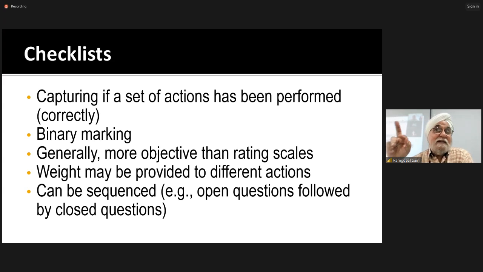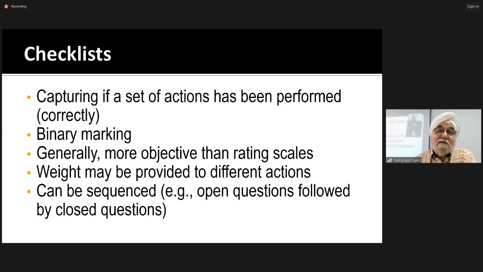But please remember, the checklist allows only a binary marking. That means yes or no. So done or not done. And in student assessment, you must be aware that many times this binary marking doesn't help, especially when you are dealing with issues like communication or professionalism. Yes, no doesn't help you. You want to really quantify how much. And that is one of the lacunae of using a checklist, because it allows only binary marking.